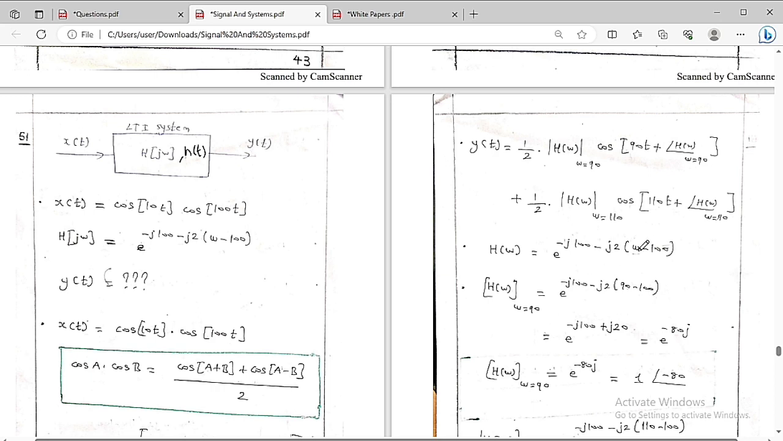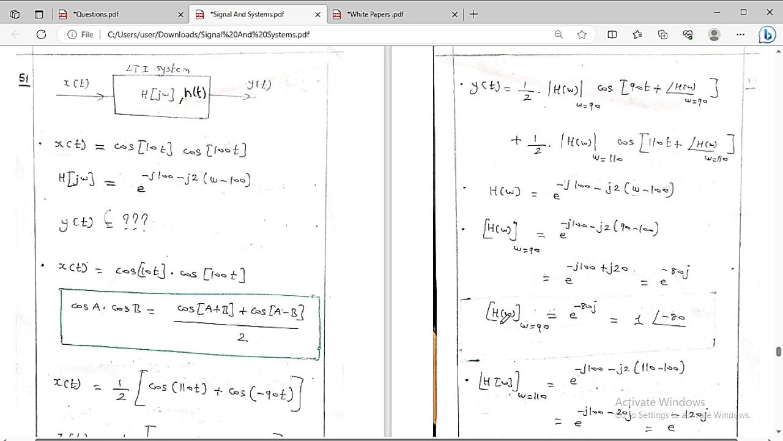In place of omega, if I substitute 90, then 90 minus 100 is minus 10. So minus 2 into minus 10 is nothing but plus 20. So minus j100 plus j20. If we simplify, we are going to get minus 80j. So e to the power of minus 80j. So h of omega at omega equal to 90 is equal to e to the power of minus 80j.